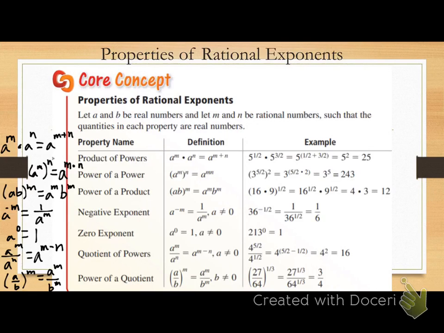What page is that on? 248. So if you'd like to go back and look at this, this is on page 248, not 288. 248 in your book. So like I said, you should know these properties. You might want to have them written down. That may help you memorize them a little better.